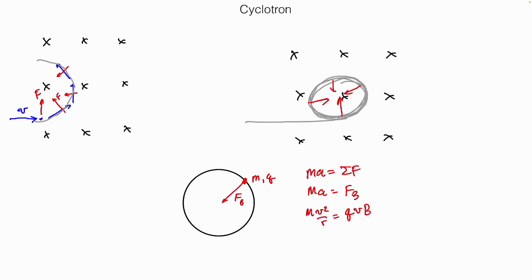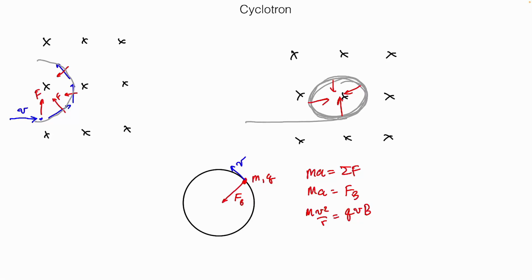A cross product, Q times V cross B, can be written as QVB sine theta. Well, what's the angle between the velocity and the magnetic field here? It's 90 degrees, right? Because the velocity will be tangential. So the sine theta is sine of 90, which is 1. Okay.